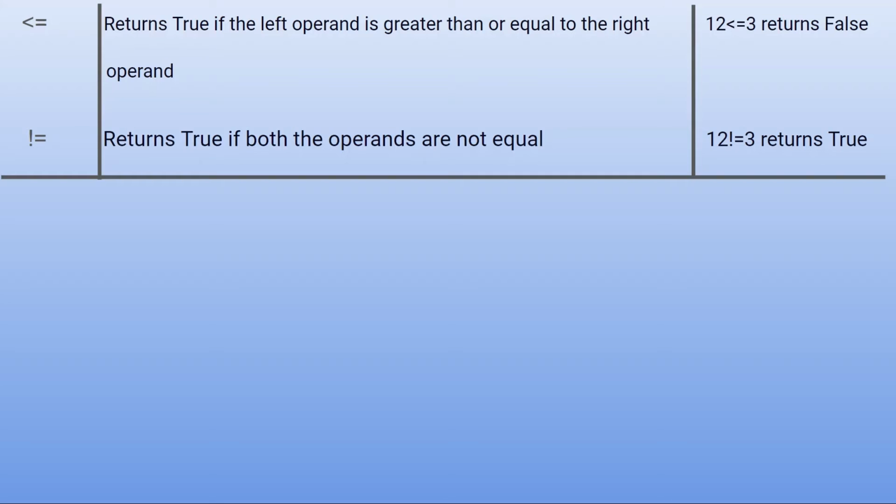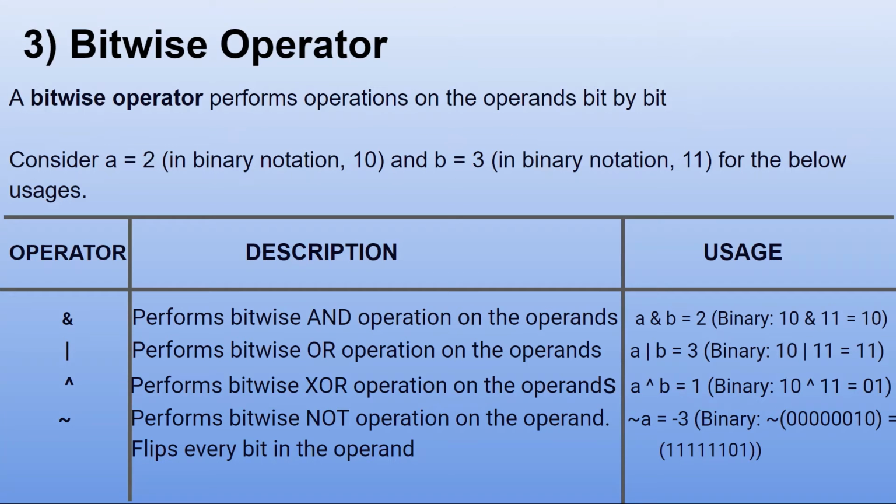Now let us go to the bitwise operators. These bitwise operators can be used only between binary numbers; we have to remember this. The evaluation is done between the bits. The definition goes like: a bitwise operator performs operation on the operands bit by bit. Consider A equal to 2, in binary notation 10, and B equal to 3, in binary notation 11, for the usage below.